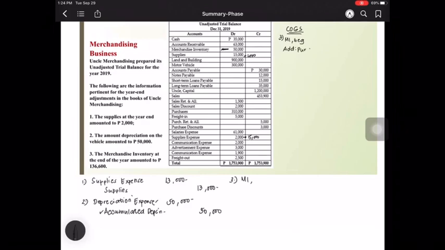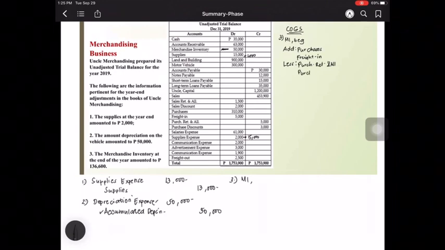purchases, and your freight in, if there are any. All right, freight in, and of course we deduct your purchase returns and allowances, and your purchase discounts, so that we would be able to compute now for your total goods available for sale.